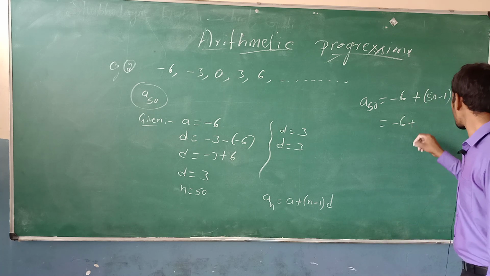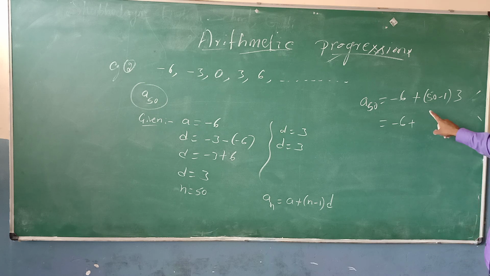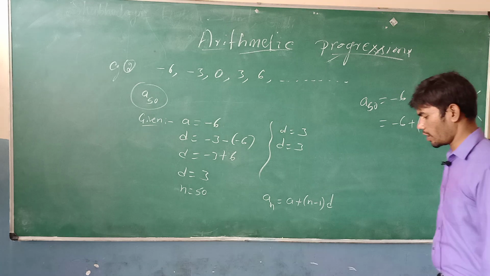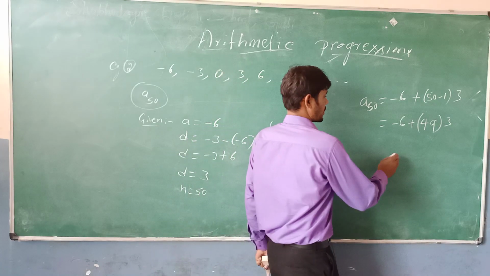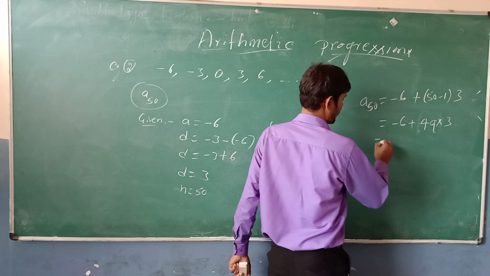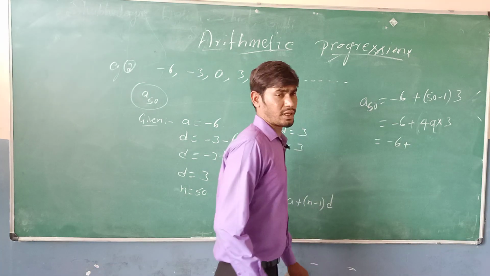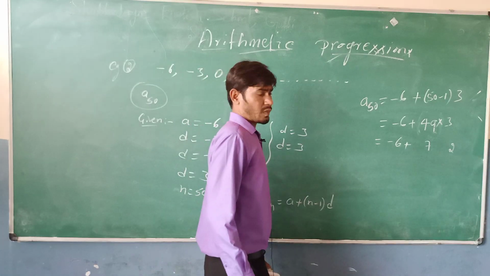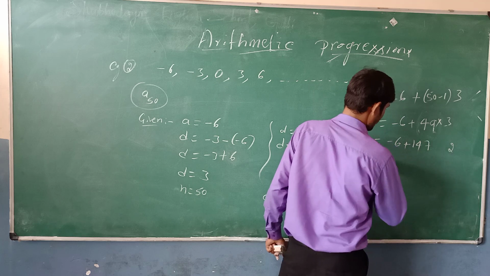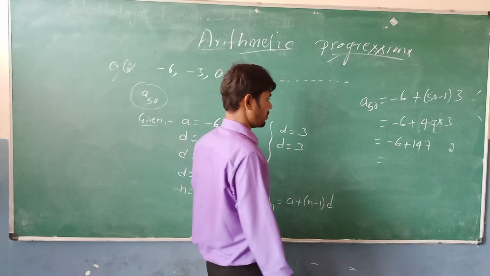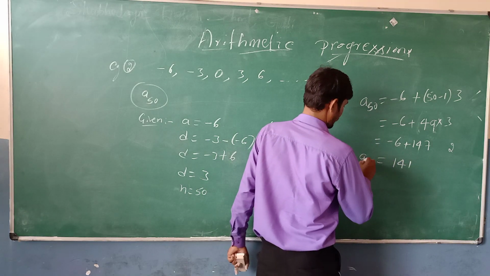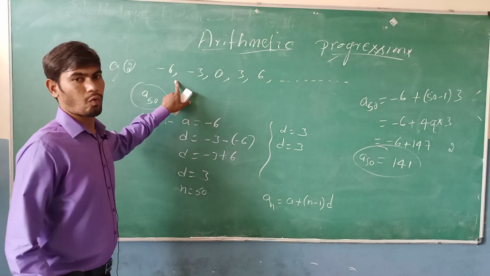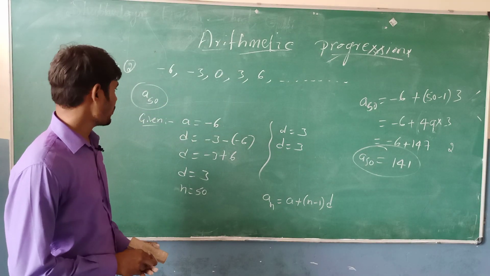Minus 6, plus, the bracket will be open because of the BODMAS rule, 50 minus 1, 49, into 3. The bracket is shown as into, which is nothing but a product, or it can be written as the into sign. Minus 6 plus 3 nines are 27, 2 carry. 3 fours are 12, 12 plus 2 is 14. 147 minus 6 is 141. A50 becomes 141. The 50th term of this arithmetic progression is 141.